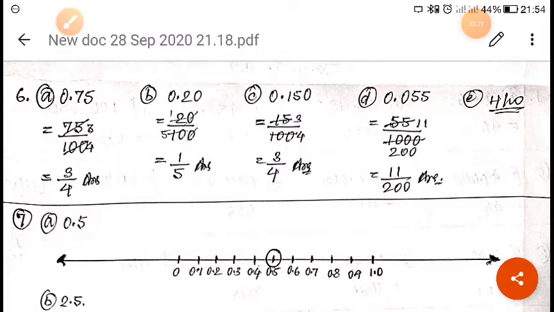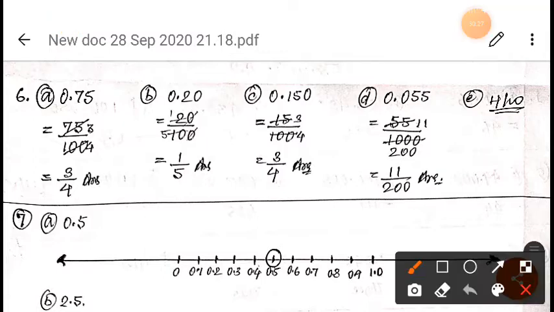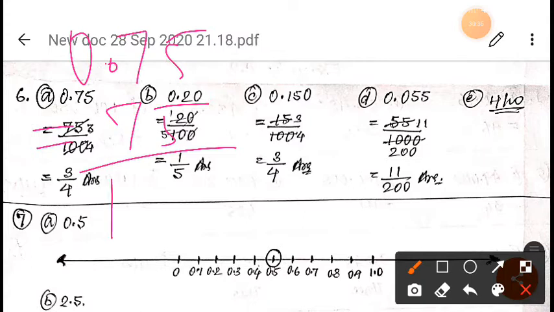We have to give the lowest form. As you can see, 0.75 is there. It is 75 by, after the point how many digits? 1, 2, means 2 digits here.